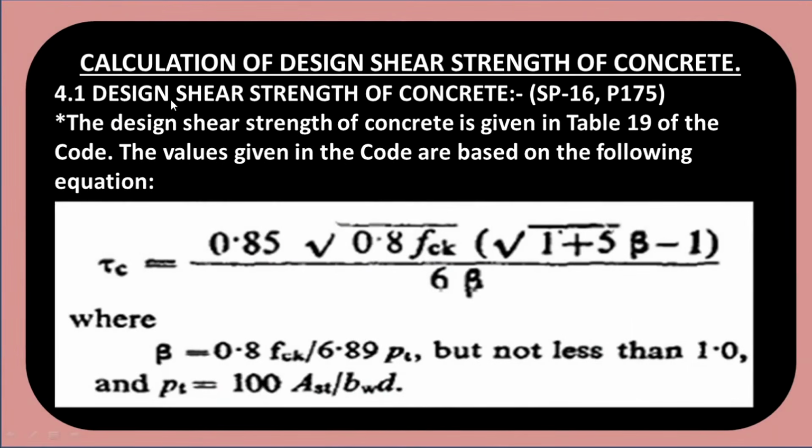Design shear strength of concrete. The design shear strength of concrete is given in the table 19 of the code. The values given in the code are based on the following equation. This tau c is our design shear stress or shear strength of the concrete. FCK, characteristic strength of the concrete. PT, this PT is equal to percentage of steel provided.